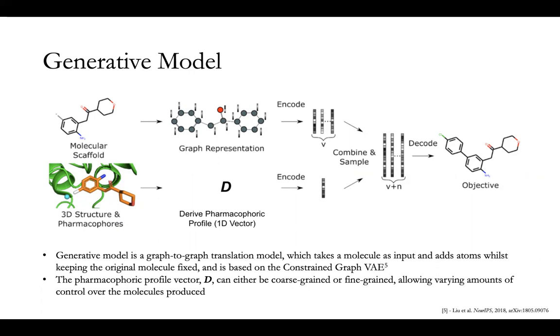Whilst in the fine-grained vector, you still say how many of each kind of pharmacophore you want, but you also specify how far from the exit vector you'd like to see it. So for instance, you might say 2 hydrogen bond acceptors, one being 2 atoms away from the exit vector and one being 6 atoms away from the exit vector. That really gives you a very high amount of control over the kind of elaboration you produce, while still allowing you to create a diverse set of molecules.